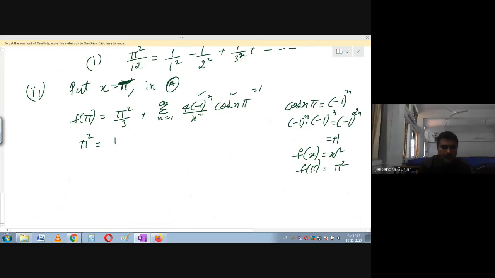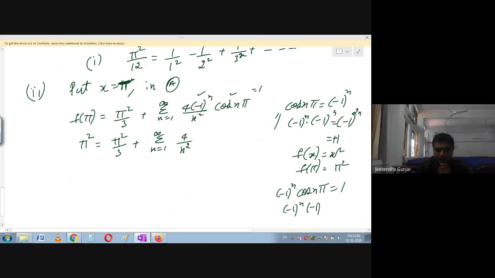So I'll directly substitute here. π² is equal to π²/3 plus summation n = 1 to infinity 4/n². Please remember, we have already calculated here the value, that (−1)^n times cos nπ will be equal to 1. Because this is (−1)^n and cos nπ is again (−1)^n, which is equal to a positive value.